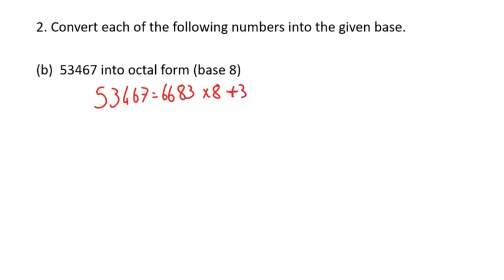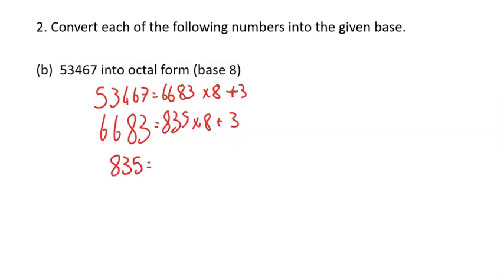So then, we keep going. So 6,683 is going to equal, again, something times 8. So in this case, it's 835 times 8. Then add on my remainder, which in this case, again, is 3. We then go to our next step. Our quotient still isn't 0.